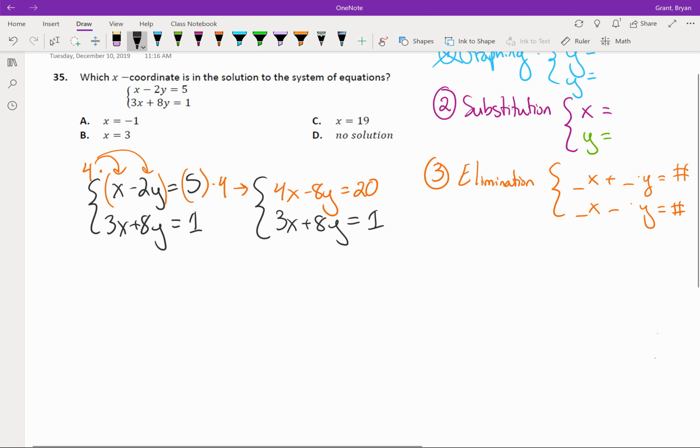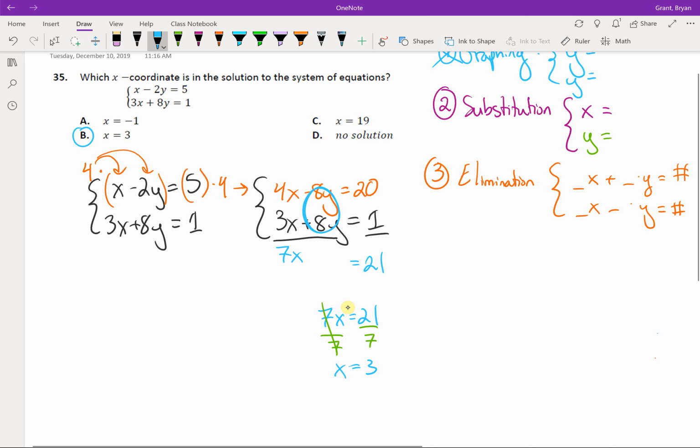And now we have a system of equations that we can solve by elimination. Let's see what happens when we add straight down or combine like terms. 4 plus 3 is 7x. Our y's will cancel. 20 plus 1 is 21. And now we just have the equation 7x equals 21. Solving's not too terrible. Divide by 7, which leaves us with x equals 3.